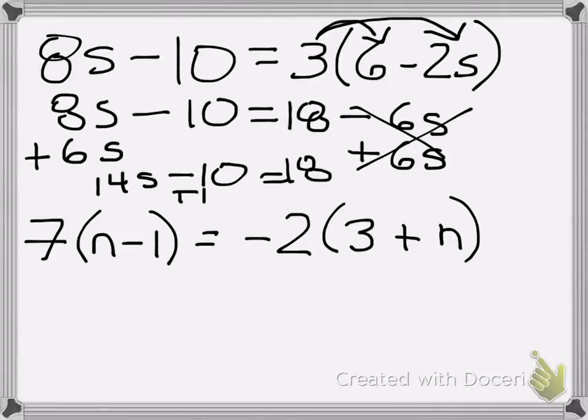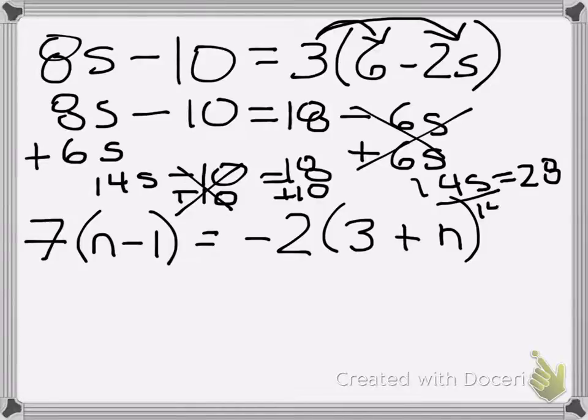And then I'm going to need to combine my numbers. So it's minus 10, so I would need to add 10 to both sides. And I get 14s equals 28. And then my goal is to always get the variable to be by itself. So 14 times s means I divide 14 on both sides, which gives me s equals 2.